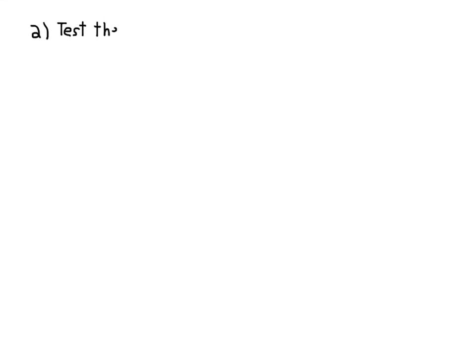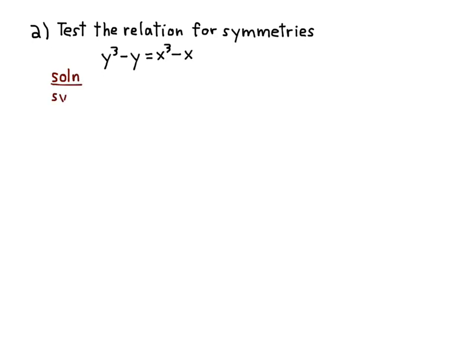So now I want to do a final example for you. It says test the relation for symmetries: y cubed minus y equals x cubed minus x. This is not a function, so we're not going to ask whether it's even or odd. Just the symmetries, which is symmetric in the x-axis, symmetric in the y-axis, symmetric in the origin. Does it have any of those three symmetries or any combination of them?